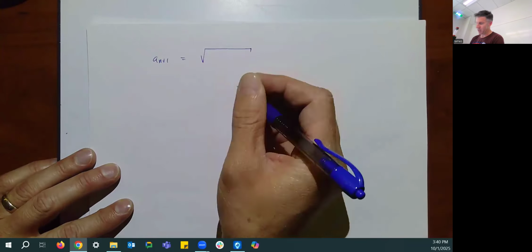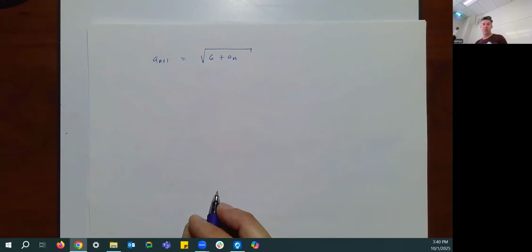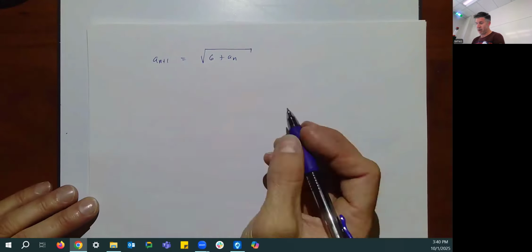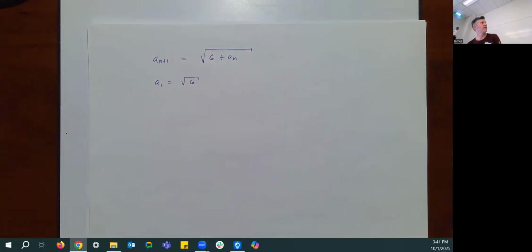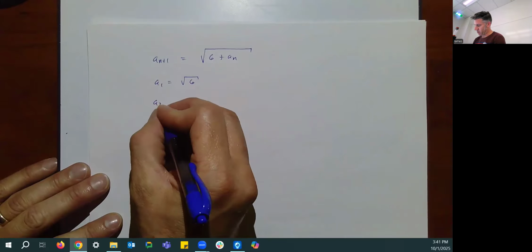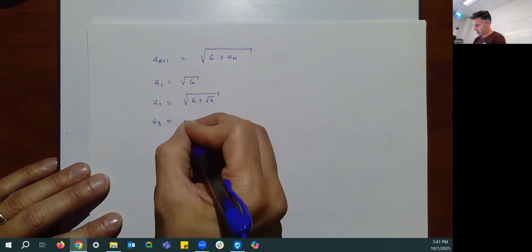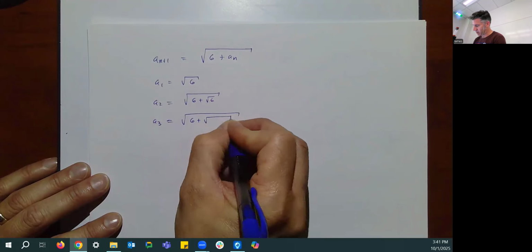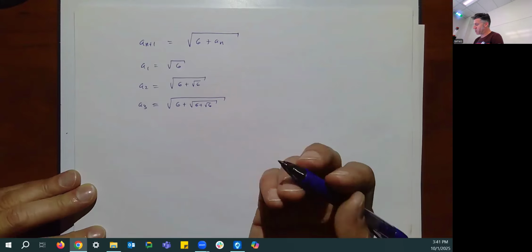Here's my actual recursive sequence. Apologies for the inanity. So a sub n plus 1 is the square root of 6 plus a sub n. And our first value is the square root of 6. So then our a sub 2 is the square root of 6 plus the square root of 6. Our a sub 3 is the square root of 6 plus the square root of 6 plus the square root of 6. And what you can show here is that this thing is bounded by, well, let me just show you how to do it. Instead of telling you, let me actually do the right work.